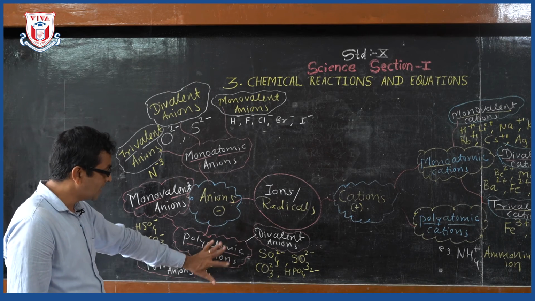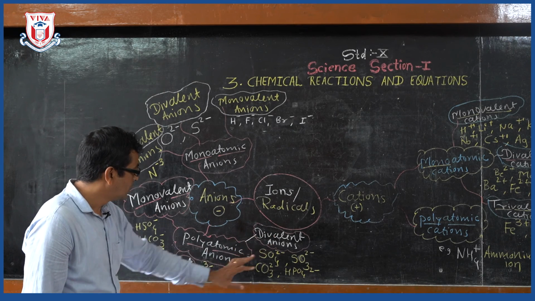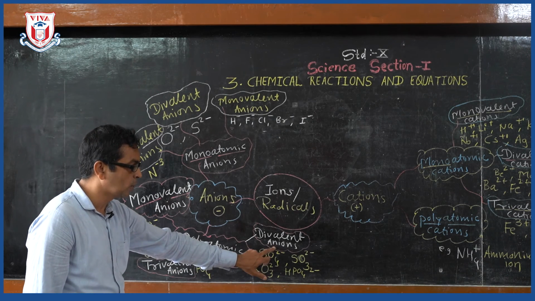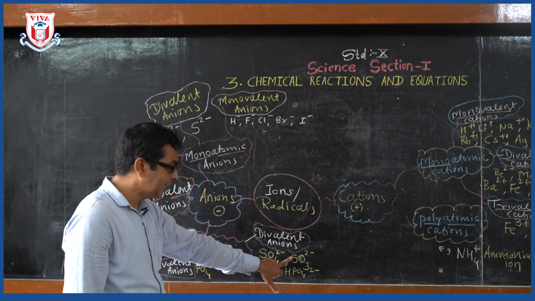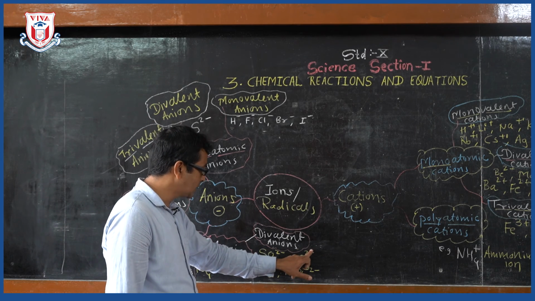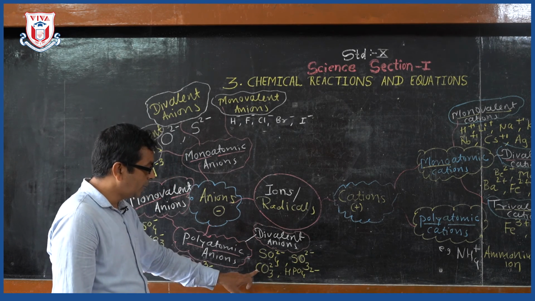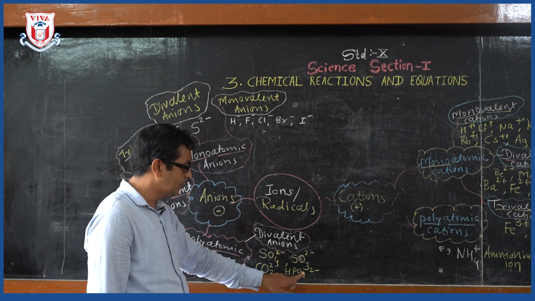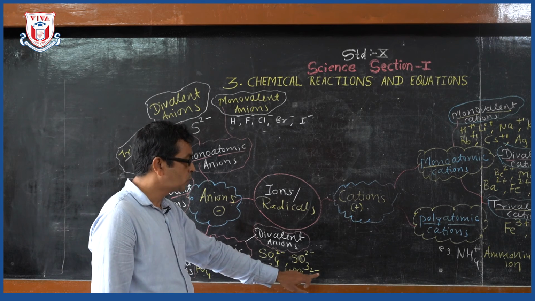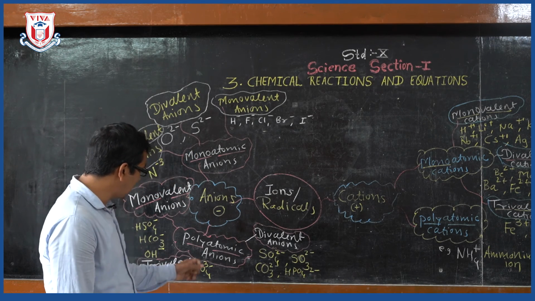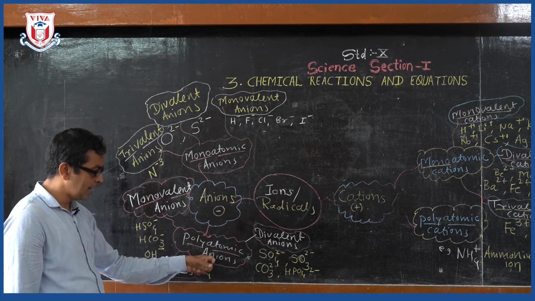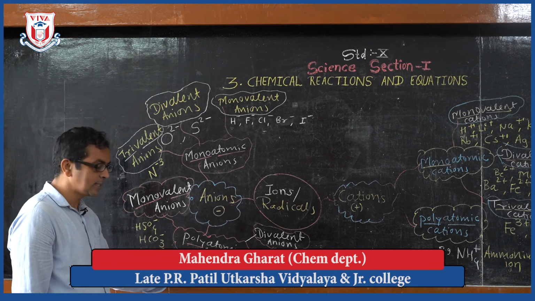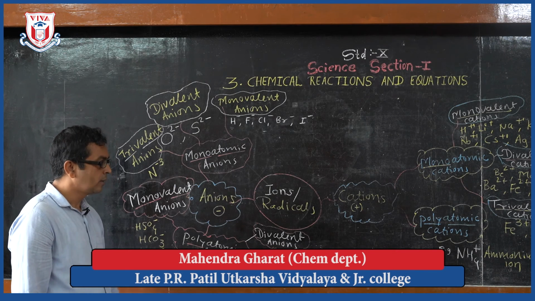Then the second category is divalent polyatomic ions. Here examples are sulfate SO4 2 minus, carbonate CO3 2 minus, then hydrogen phosphate, that is HPO4 2 minus. And the last type from polyatomic anions is trivalent anions having valency 3, PO4 3 minus.